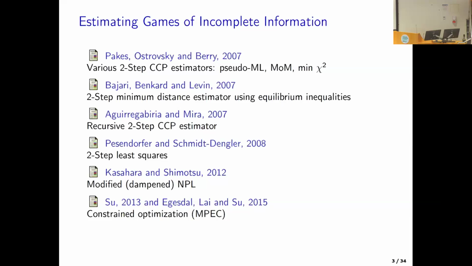These estimation methods are for dynamic games, but we're going to consider a static game today. And then later today, we're going to look at dynamic games. And you have to do two-step least squares. And Kasahara and Shimotsu are doing a variant of NPL. It turns out to be a little bit unstable, and so they have a way of dampening that estimator.